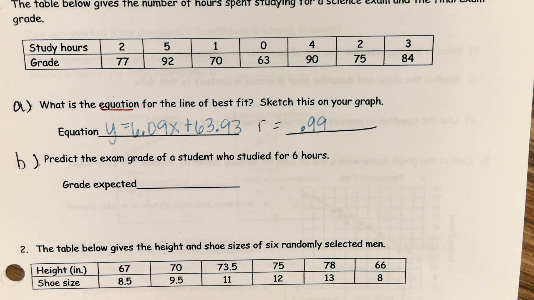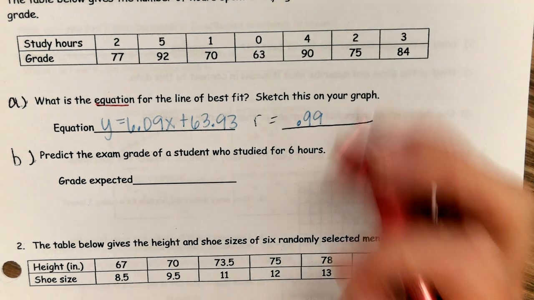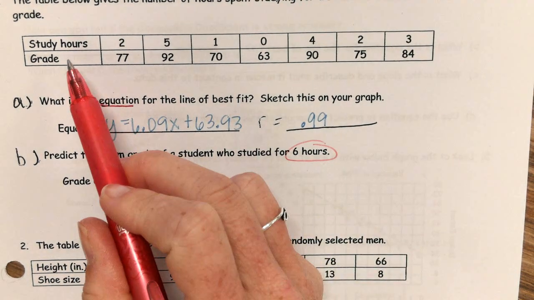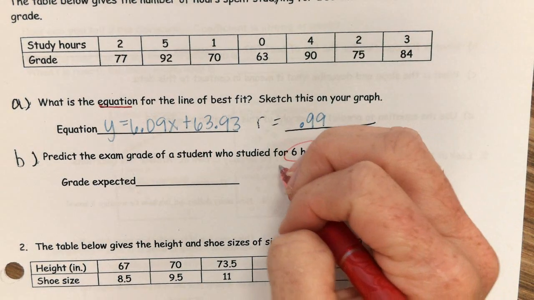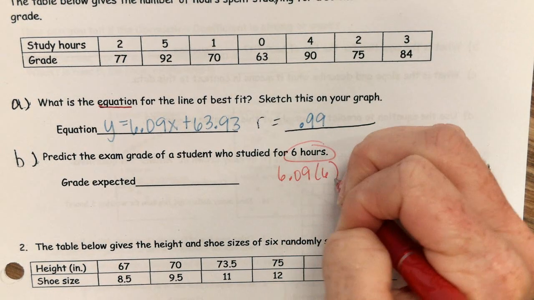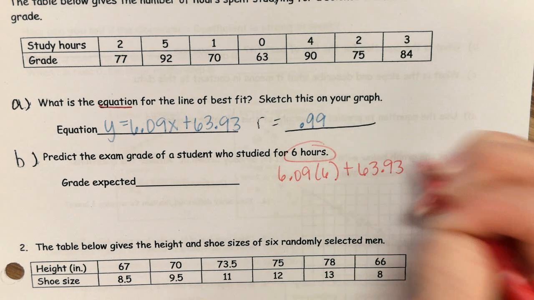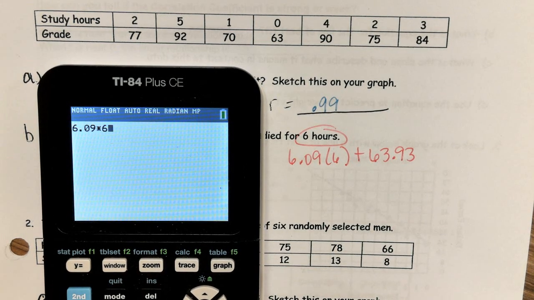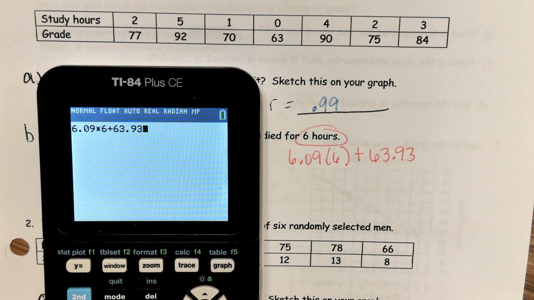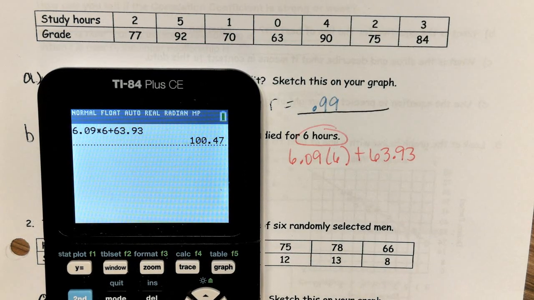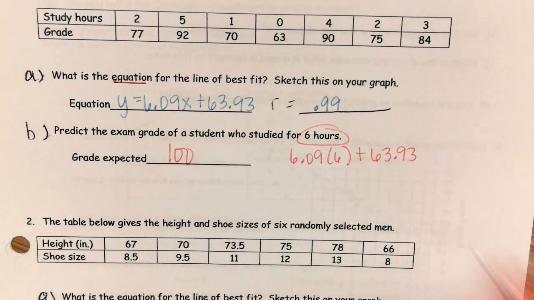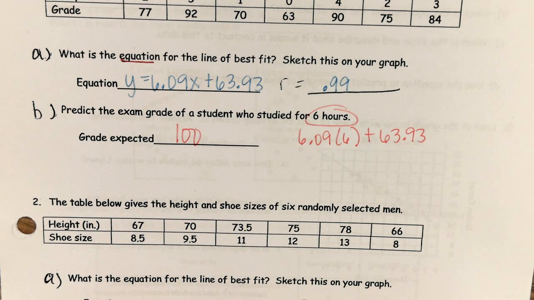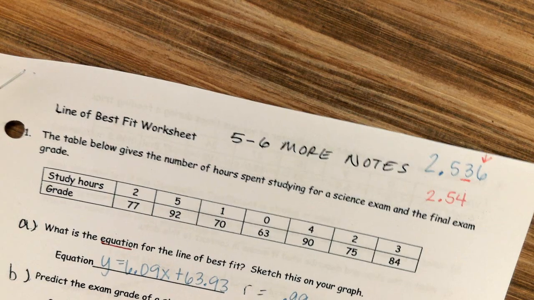Now it wants us to use our equation to predict the exam grade of a student who studies for 6 hours. So I would take hours and plug it in for what? So I would say, what is 6.09 times 6 plus 63.93? Let's go look. What would their grade be? About 100. Okay, are there any questions on this? Okay, flip the page.